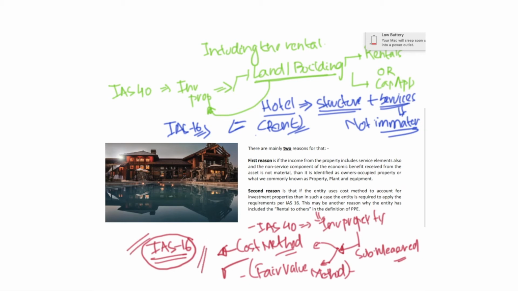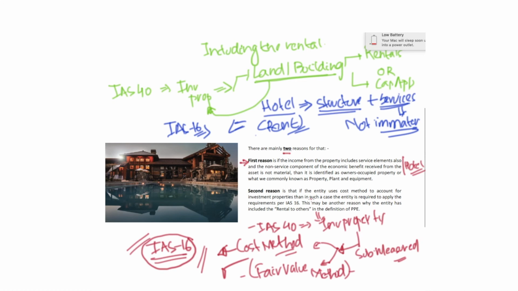Hence, due to these two factors, the first one is because of the service element. Think about a hotel. I'll just give you a picture. Think about a hotel that includes a service element, and hence even though we are earning the rentals, we need to classify it as property, plant, and equipment.